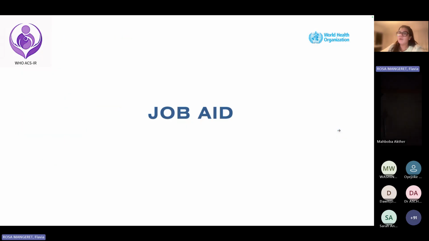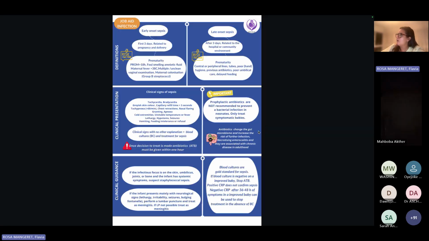All right. So we have a sepsis job aid, and we're going to go through it right now. Basically the job aid has everything that we have been looking at. We start with definitions, early onset sepsis and late onset sepsis. Early onset is the first 3 days, and then we have the risk factors that we spoke about. Late onset sepsis is after 3 days, related to the hospital or community environment, and then we have the risk factors. Then we talk about clinical presentation, so all the symptoms we spoke about here.